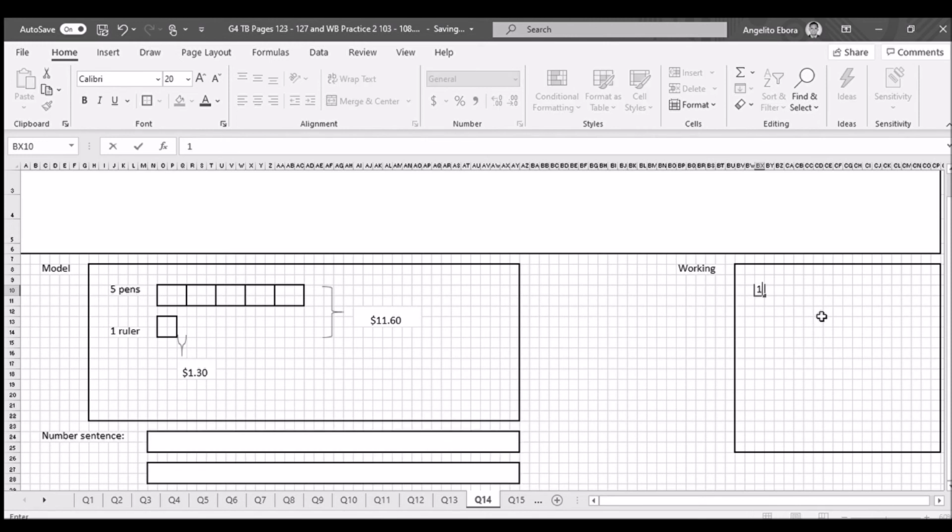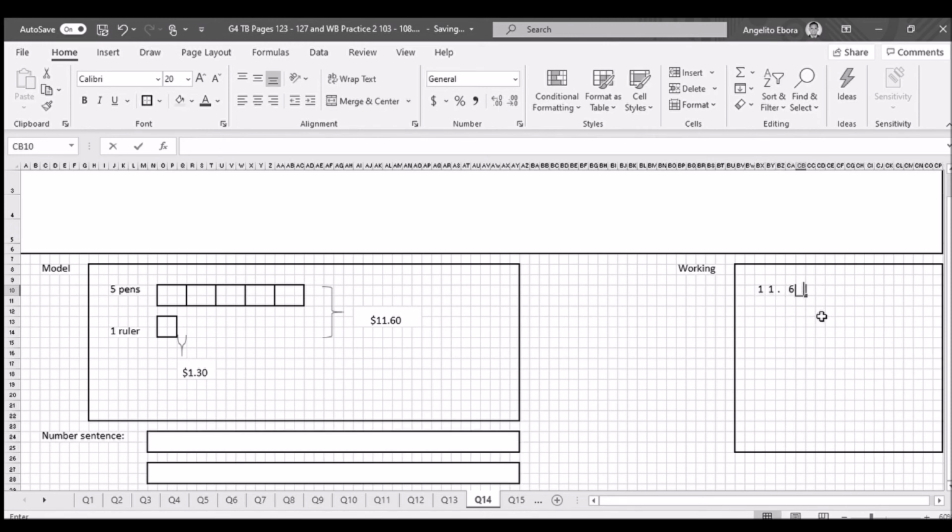So $11.60 plus $1.30. Okay, so 0, 9, 2, and 1. Okay, why do we need to add $1.30 to the total?